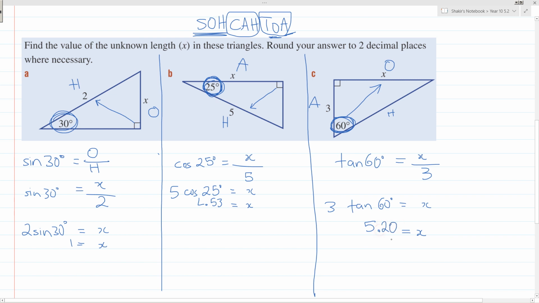5.20 is our answer. And stuff still is disappearing, I'm not sure why.